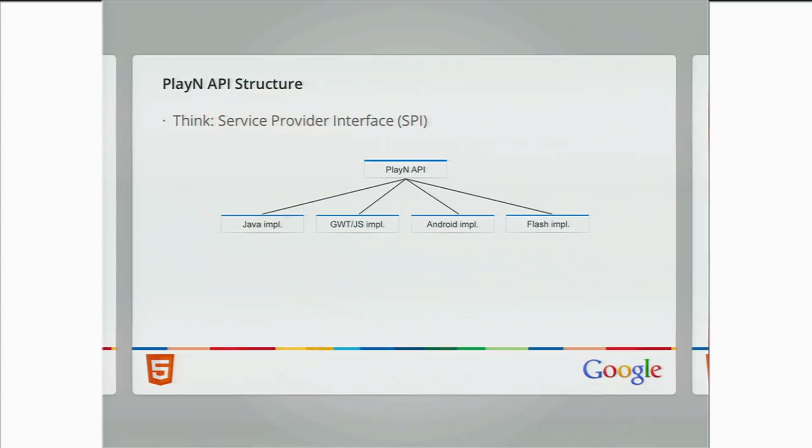So that's the background information on what PlayN is. It's a way to get your code to multiple platforms without you having to be aware of the complexities of those platforms. Now, how does that all work? So the core structure of PlayN is this service provider interface pattern. And what that means is pretty simple. You have a core set of APIs and interfaces, and then implementations for each platform.